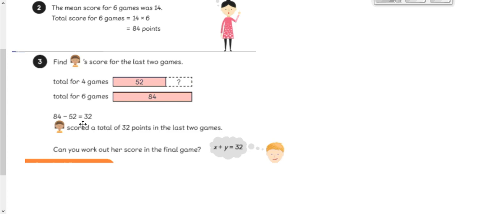Question solved, done. Now this boy at the bottom says, can you work out a score in the final game? x plus y equals 32. He's used algebra, so if x is her score in the 5th game and y is her score in the 6th game, x plus y equals 32. There's so many possibilities it can be. So we could probably work out loads of possibilities, but to nail it down is really tricky. So we're just going to focus on the fact we've answered the question, and she scored 32 points in those last 2 games.